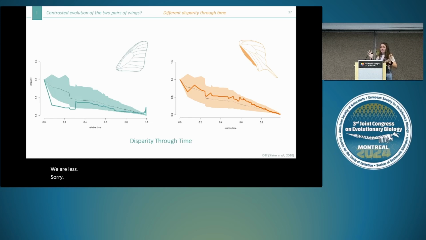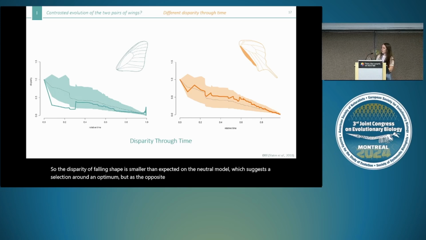So, the disparity of forewing shape is smaller than expected on the neutral model, which suggests a selection around an optimum. But on the opposite side, the disparity of hindwing shapes seems not different from the neutral evolution model, which suggests a neutral or heterogeneous selection.